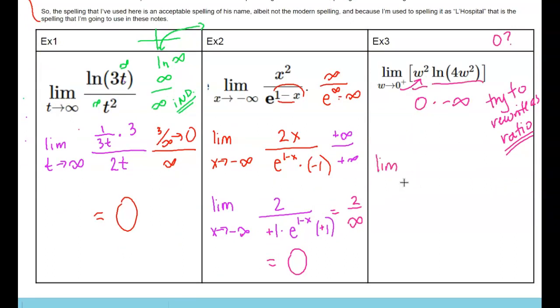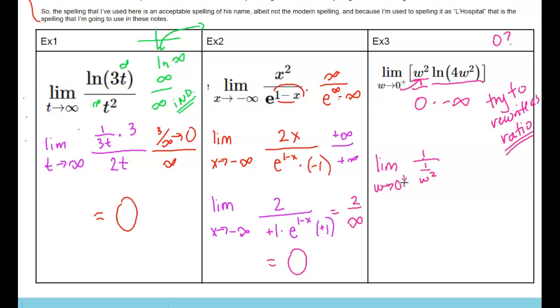So I still have my limit. W is still going to zero from above. I need to pick one of them to write as a reciprocal. So I think the w squared is going to be easier. I can really write that as one over, so if we think of that as 1 over w squared.